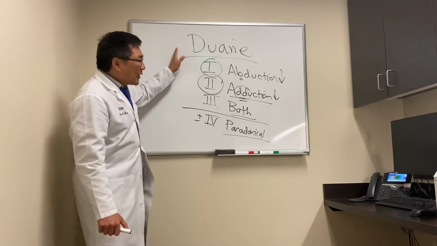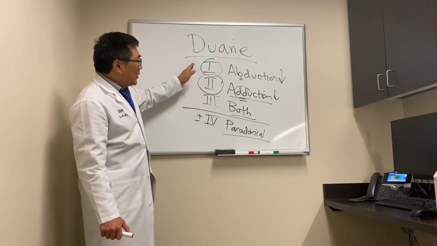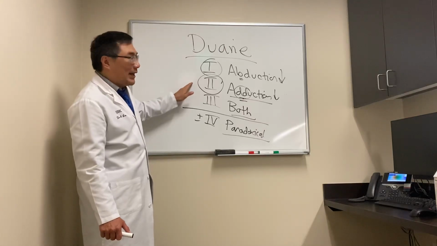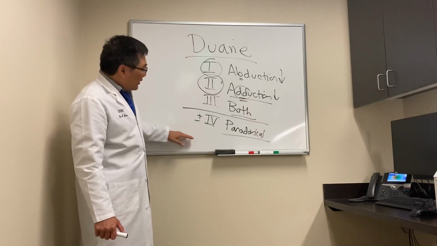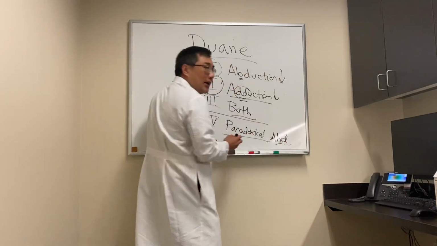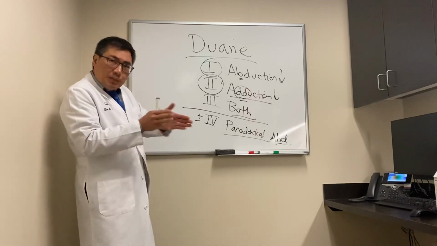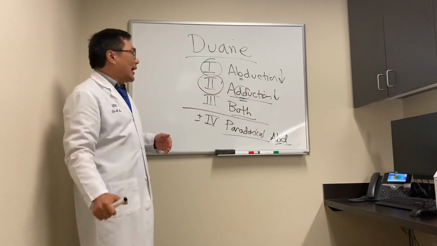So you need to know about the Duane syndrome. It's congenital. There's type 1, type 2, type 3. 1 is the abduction, 2 is the adduction, 3 is both. There's this paradoxical abduction phenomenon from attempted adduction because the split in the innervation is mostly to the lateral rectus.